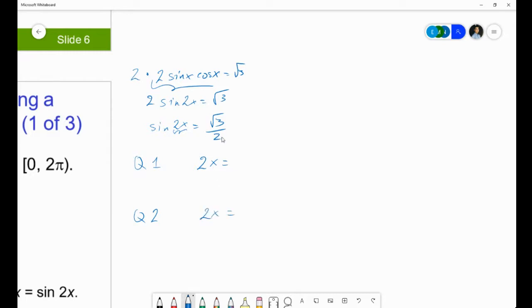Now, square root of 3 over 2 in the first quadrant of sine is going to equal pi over 3, or 60 degrees. Reflect that over to quadrant 2, then we have 2 pi over 3. But don't forget your 2 pi n. Now we need to solve for x by dividing by 2 or multiplying by 1/2 to each term. This will give me x equals pi over 6 plus the 1/2 times 2 gives me pi n. And that is my first equation.